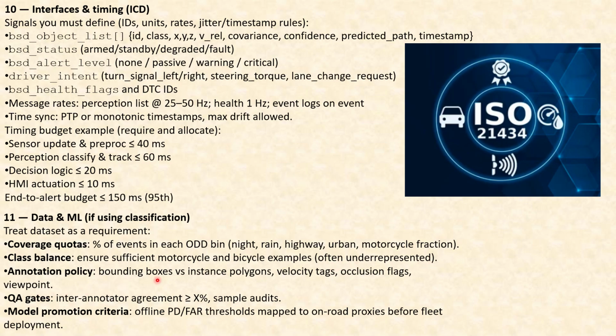Annotation policy: bounding boxes versus instance polygons, velocity tags, occlusion flags, and viewpoint. Also, the quality assurance gates. What are the quality assurance gates? Inter-annotator agreement must be greater than a certain percentage, and this is confirmed by sample audits. Now, talking about the model promotion criteria: offline probability of detection, offline false alarm rate, thresholds mapped to on-road proxies before fleet deployment. So this must be considered under data and machine learning if you are using classification.